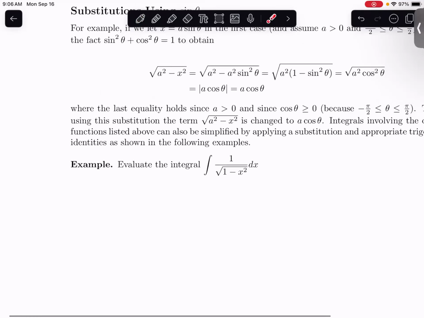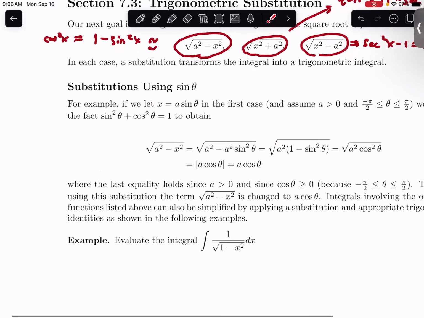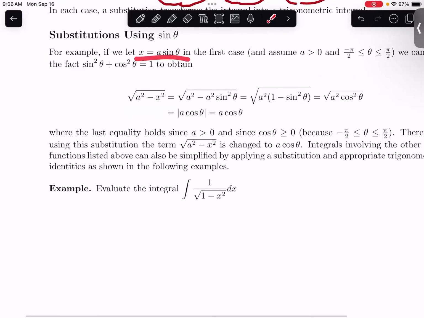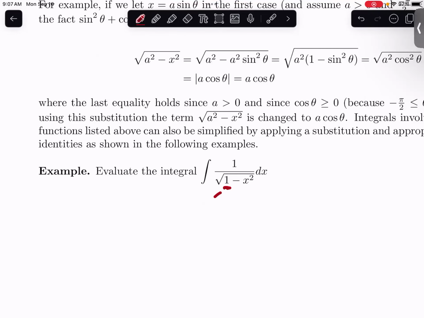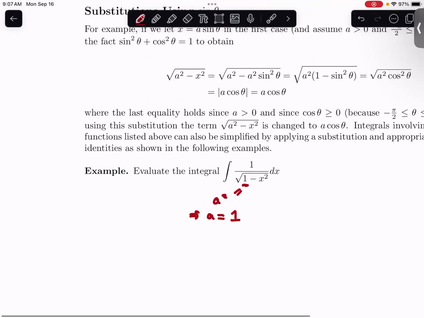And so we have something of the form, like a square root of 1 minus x squared that shows up within the integral. So this means that we want to be using the substitution x is equal to a times sine theta. So we just need to determine what our a is going to be. In this case, our a squared is 1. So we have a squared is equal to 1, which then implies that our a is just equal to 1, right? If you take the square root, then this is just going to be equal to 1. And so we're going to let x just be equal to sine theta.